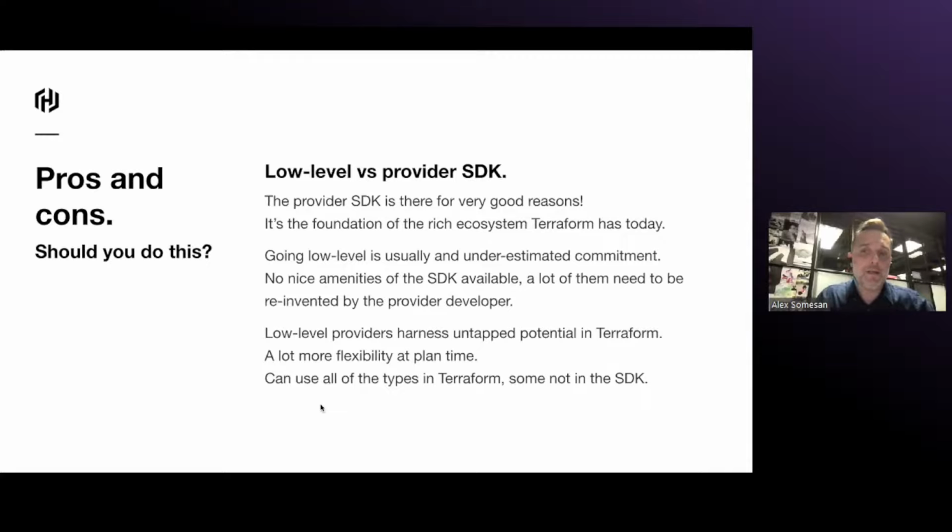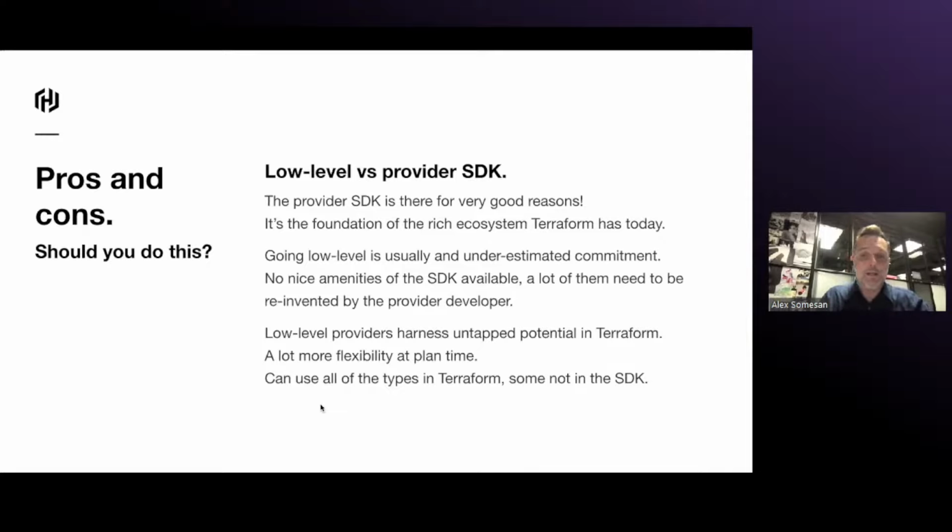As I mentioned, there's a resource model with CRUD operations. It's really easy to wrap your head around and get started with. Going low level is actually a rather underestimated commitment in terms of work volume. Because you're missing a lot of the SDK amenities, it requires you to actually re-implement some of them in your low-level provider.